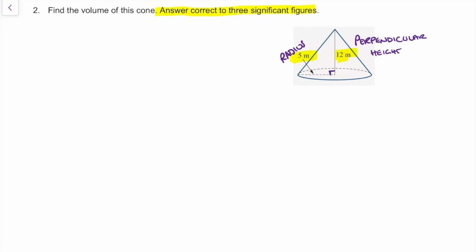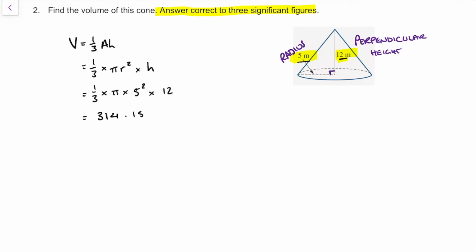So again, let's start with our basic formula of V equals 1/3 AH. Okay, so it's going to be 1/3 times pi r squared, because that pi r squared is the circular base of our cone, times our perpendicular height. So we have 1/3 times pi times our radius, which is 5, squared, times our height, which is 12. And again, just calculate through, and we're going to get 314.1592654, and on and on and on.